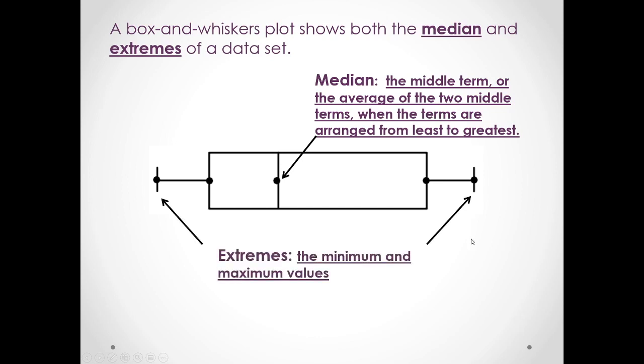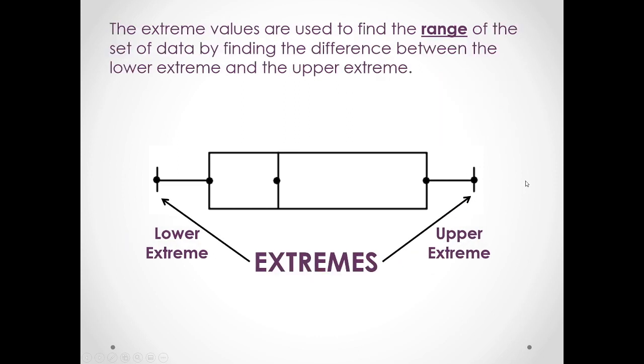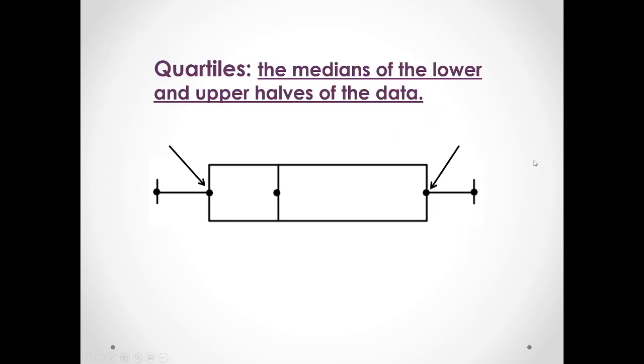The extremes are the minimum and maximum values. We have a lower extreme and an upper extreme. We use those extreme values to find the range of the data set. This is just like when you find mean, median, mode, and range, doing averages in your elementary grades. It's the same idea. If you subtract the minimum from the maximum, you'll get the range. Upper extreme minus lower extreme is range.